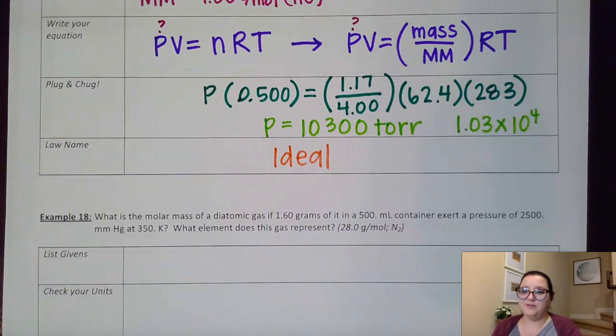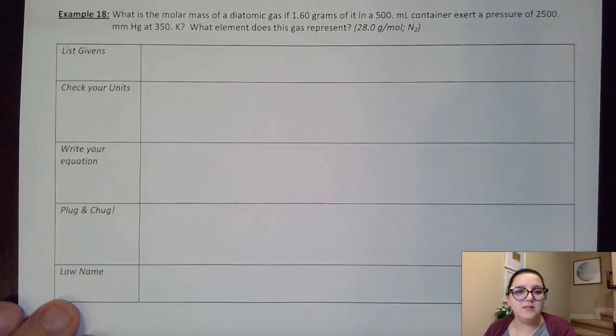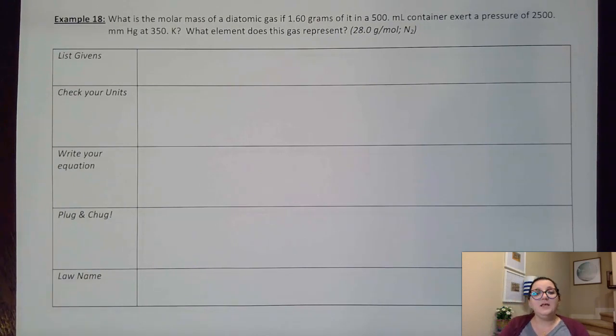All right, so here's what I want y'all to do. There's another problem down here. It asks, what is the molar mass of a diatomic gas if 1.60 grams of it are in a 500 milliliter container and they're exerting a pressure of 2,500 millimeters of mercury at 350 Kelvin? I want you to take a moment and see if you can solve that molar mass. I will warn you, we would need the ideal gas law. Since it's asking for molar mass, it would probably be really good to use that substitution in the ideal gas law that has molar mass in it.